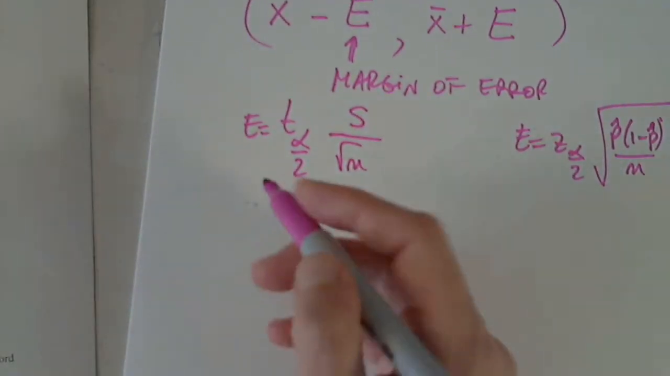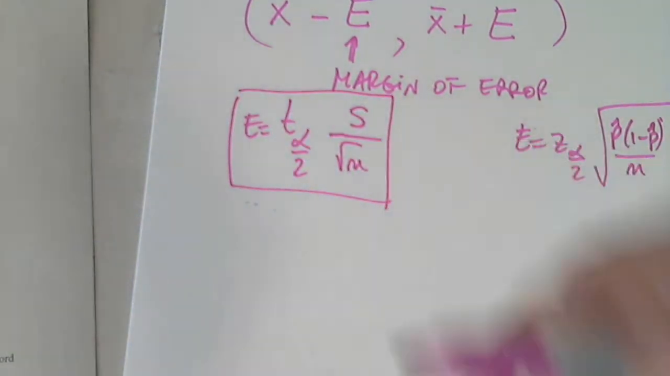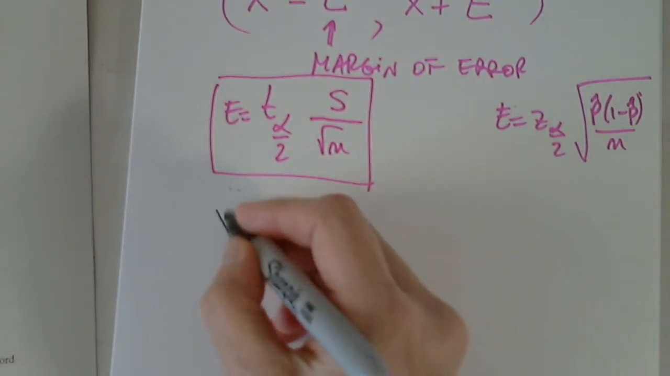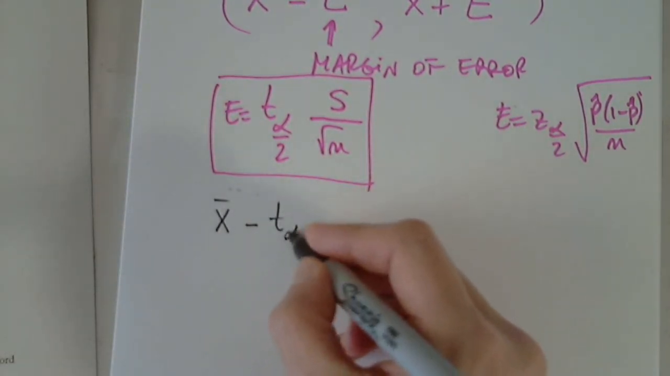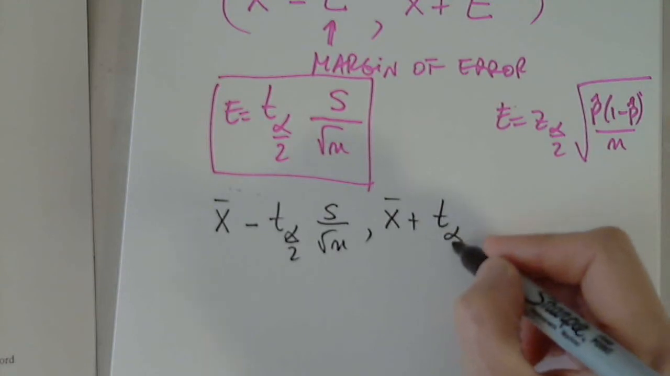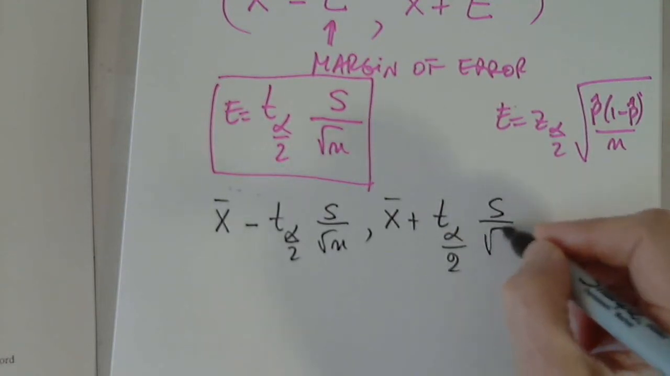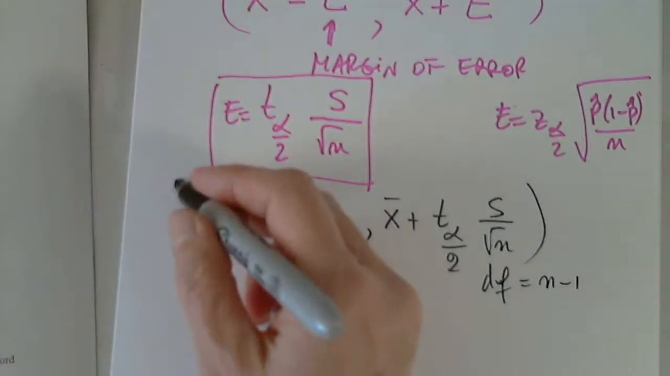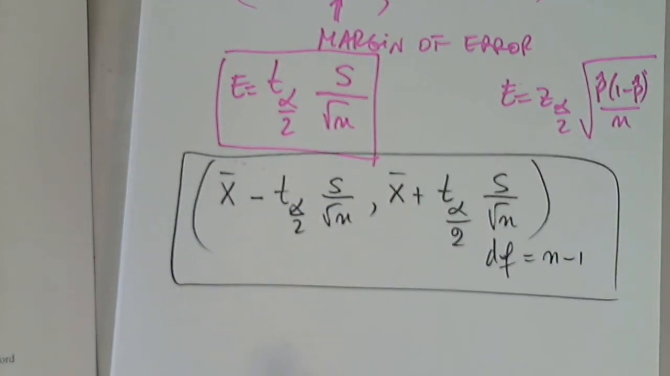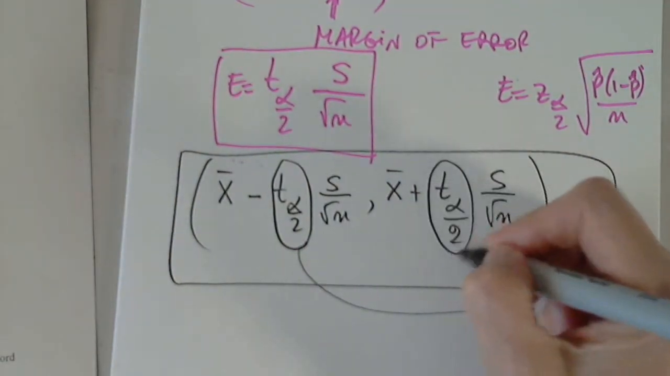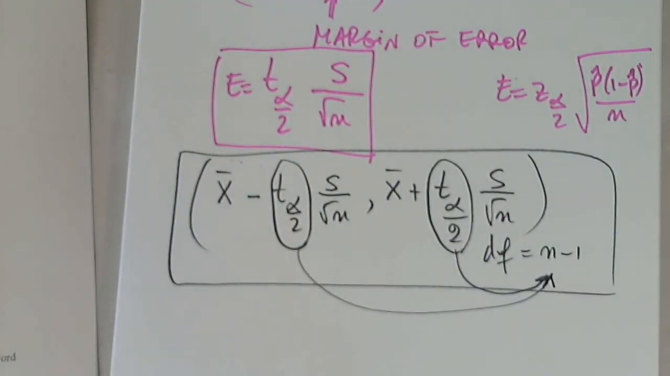I'm going to go back and plug it in. You have it on the paper anyway, but I wanted to show this because we're going to look at the sample size in a minute. So it's x bar minus t alpha over 2 times s over the square root of n, and x bar plus t sub alpha over 2 times s divided by the square root of n, of course with degrees of freedom n minus 1. Why? Because this quantity depends on the degrees of freedom. It's different for different degrees of freedom.